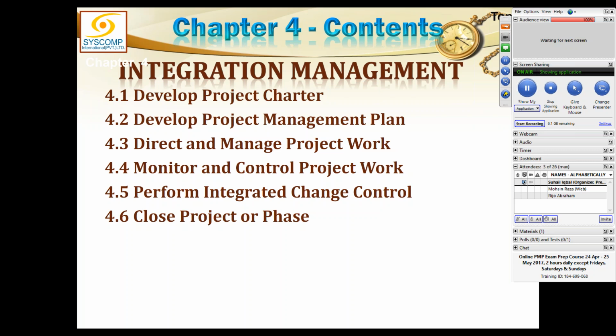In addition to this, monitor and control project work has also prepared a work performance report. It also gives a copy of the work performance report to perform integrated change control. So two things are sent from monitor and control project work to perform integrated change control: one is the change request and the other is the work performance report. And the same work performance report created here in monitor and control project work is sent back to execution also.